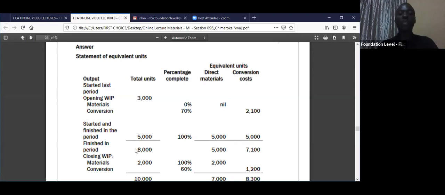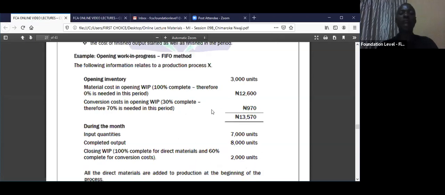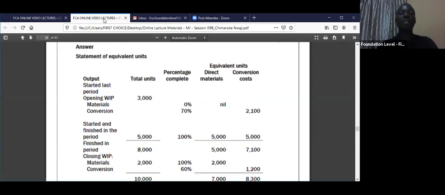It means that out of this 8,000 that we said completed output is 8,000, it is assumed that this 3,000 that was started in the last period and not completed was first finished. It formed part of the 8,000. And the new 5,000 started in this period and finished in this period.